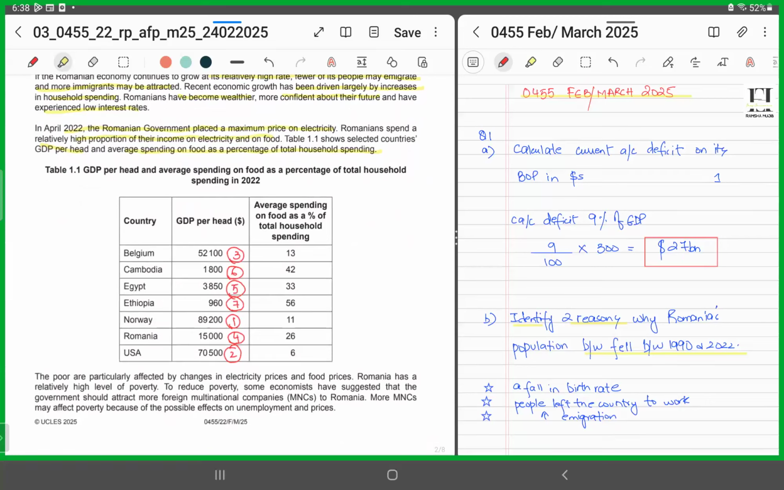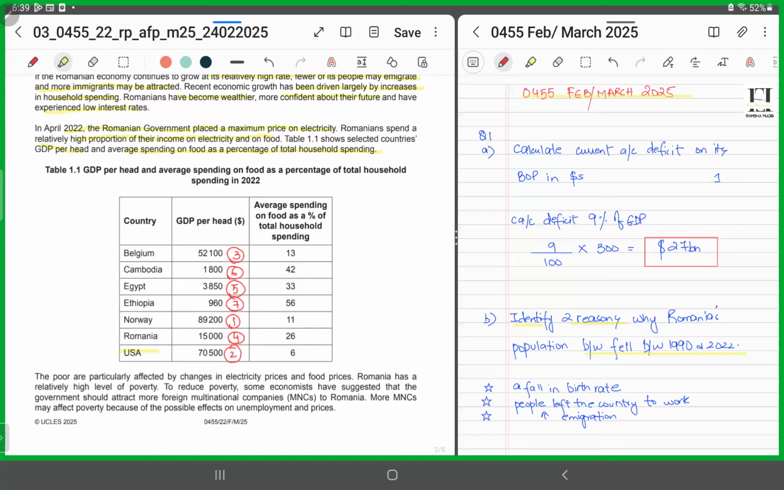You see these numbers circled in red? What I have done is written in ascending order the countries that have the highest GDP per head. So the highest GDP per head is being enjoyed by which country? Norway. Then it's USA with 70,500, right? Then the third one is Belgium.